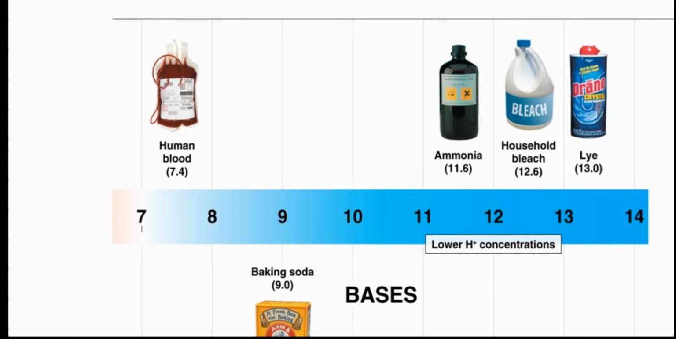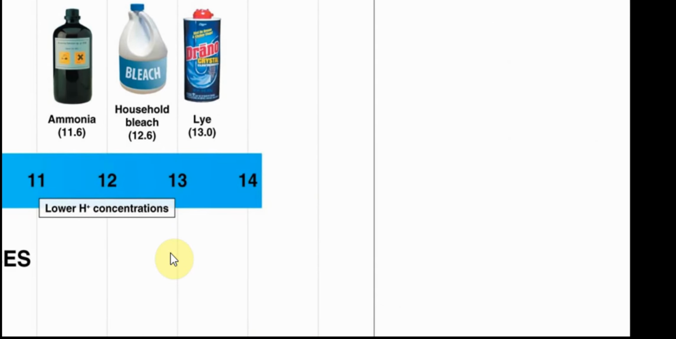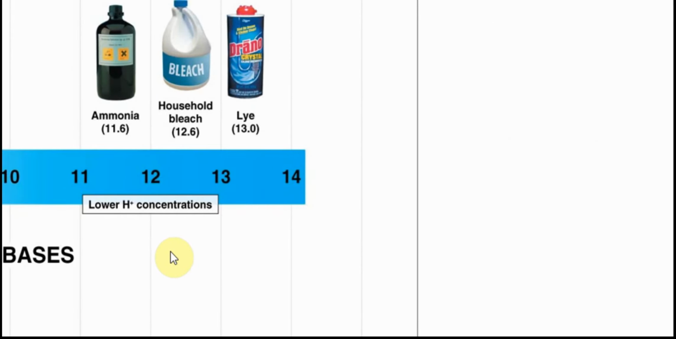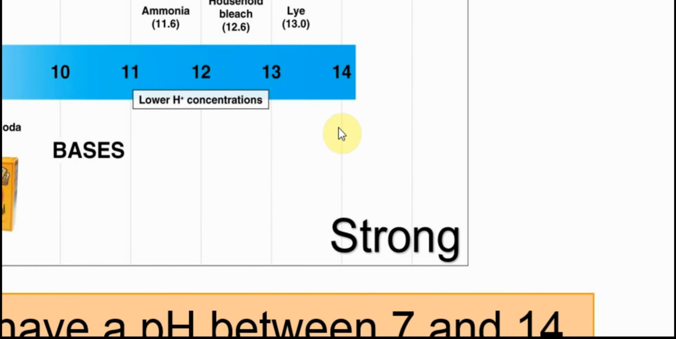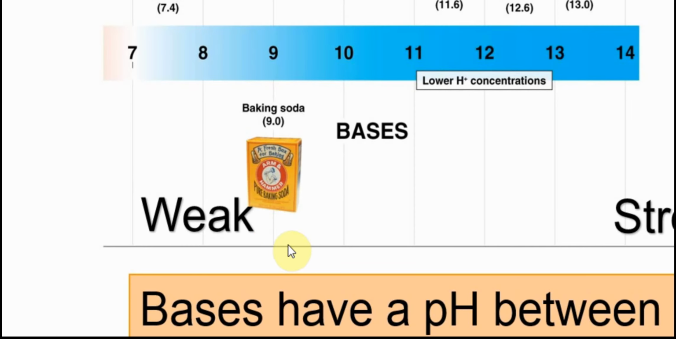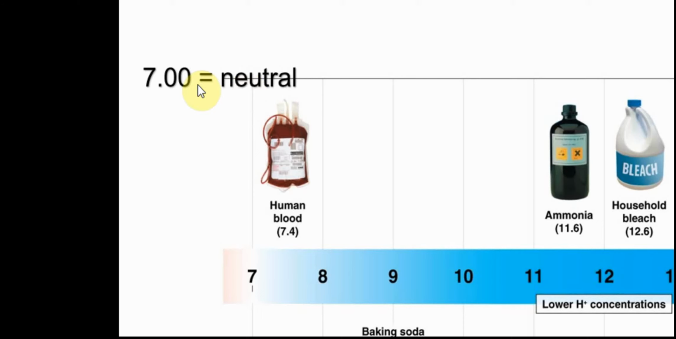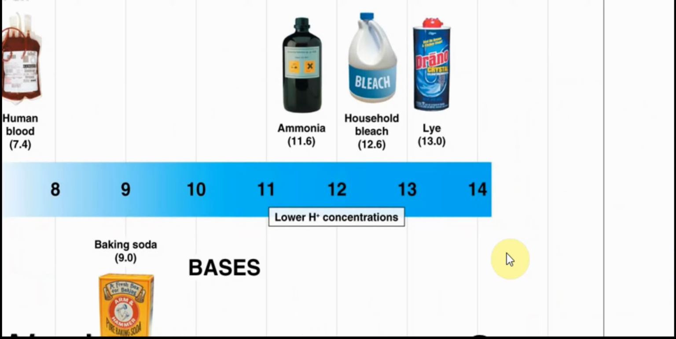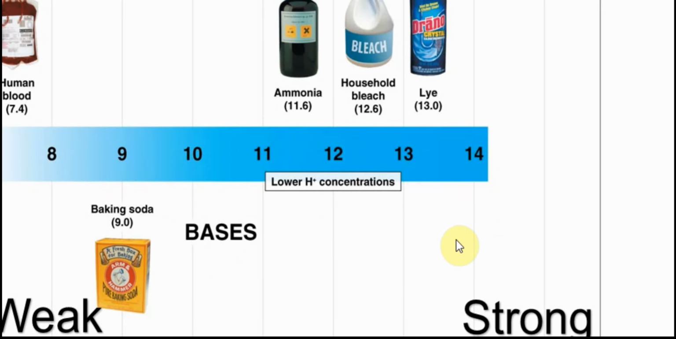Things that are above 7 have fewer hydrogen ions than anything below 7. In fact, there's so few that we describe these things as bases. Strong bases have a pH further away from 7 as compared to weak bases. Remember that 7 is exactly neutral. Our hydrogen ions and hydroxide ions are equal in concentration. The reason these are such strong bases is not only because we have so few of the hydrogen ions, but also because we have lots of hydroxide ions on this end.